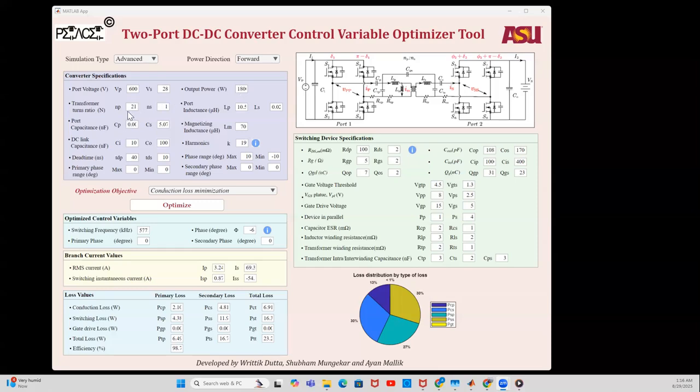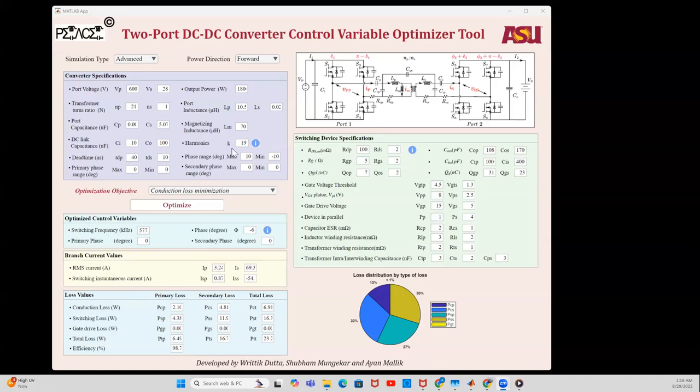The turns ratio is selected to be 21 on the primary and 1 on the secondary. The port inductances are 10.5 microhenries on the primary side and 20 nanohenries on the secondary side. The port capacitances are 9.62 nanofarads on the primary side and 5.079 microfarads on the secondary side. The magnetizing inductance LM is selected to be around 70 microhenries, and the DC link capacitance values, which define the output and the input ripple, are selected to be 10 microfarads and 100 microfarads on the primary and secondary DC voltage sides respectively.